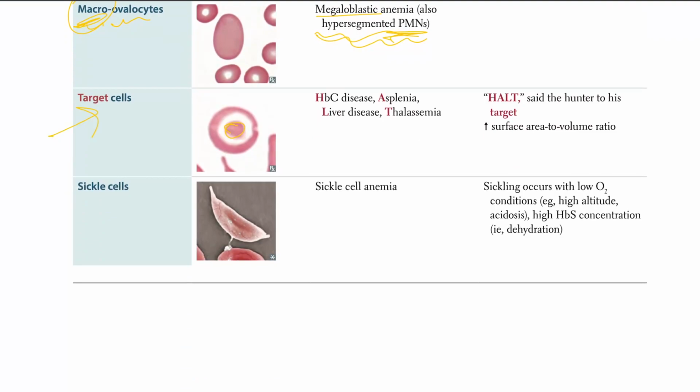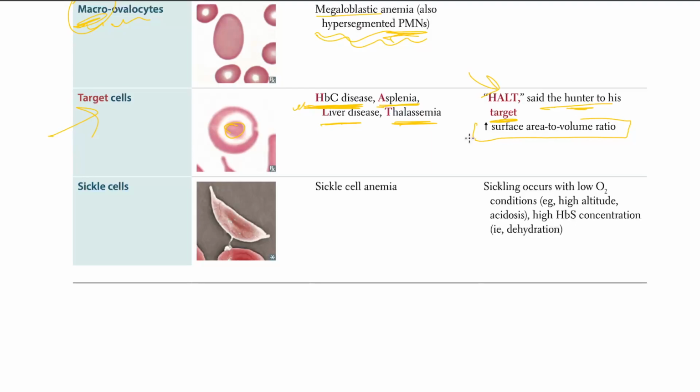Now looking at the target cell, look at the target sign. They are seen in HbC disease, asplenia, liver disease, and thalassemias. HALT is the mnemonic for that. HALT, set the hunter to his target. Again, this one also increases the surface area to volume ratio.